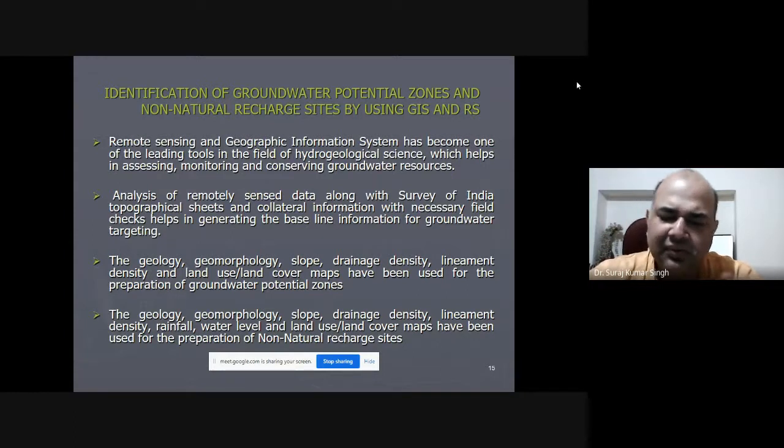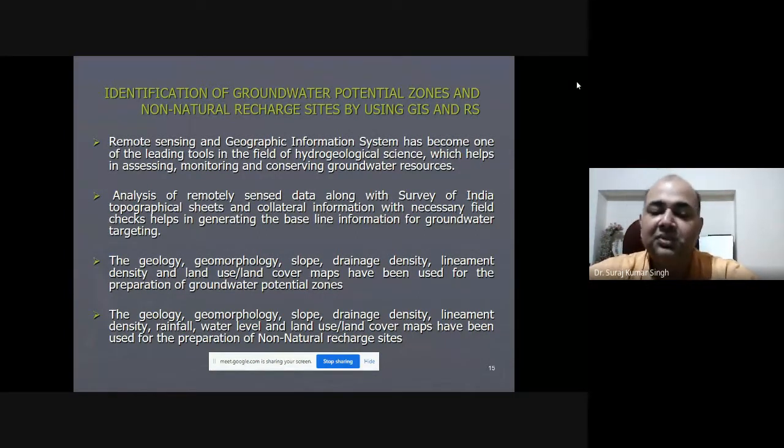Right now we have taken a few basic layers that can be used for understanding groundwater recharge. Now the last is identification of groundwater potential zones, which are the areas where we have potential zones. Remote sensing and GIS are the best leading tools, as I've already stated, which help in assessing, monitoring, and conserving the groundwater resources.